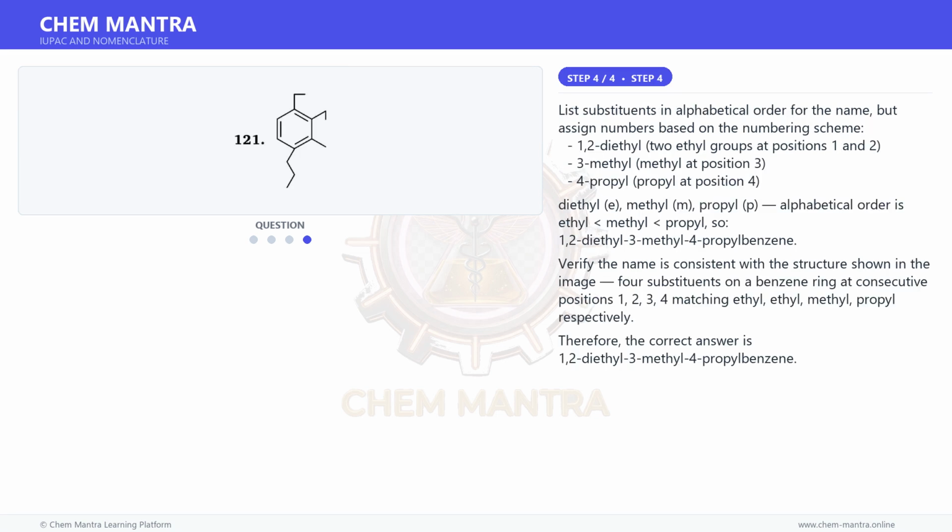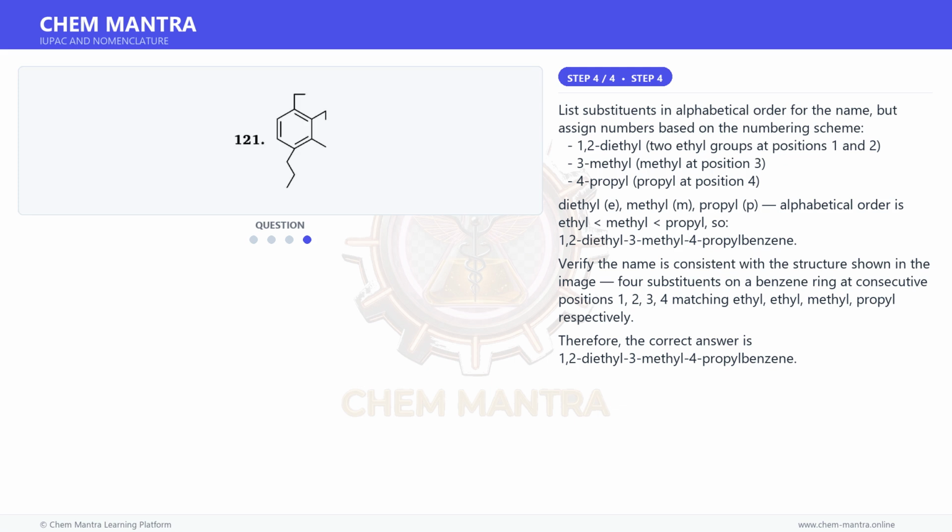And for the final step, list substituents in alphabetical order for the name, but assign numbers based on the numbering scheme. 1,2-diethyl, 2 ethyl groups at positions 1 and 2. 3-methyl, methyl at position 3. 4-propyl, propyl at position 4.